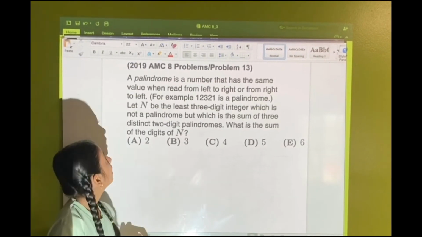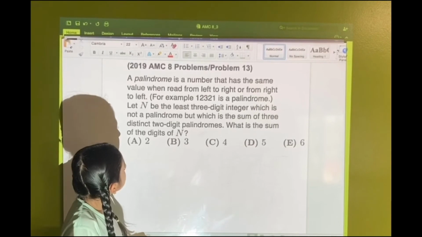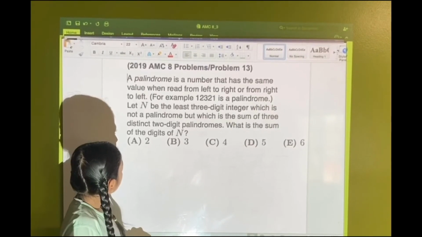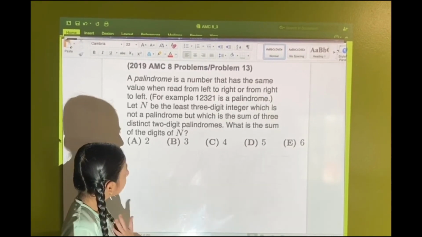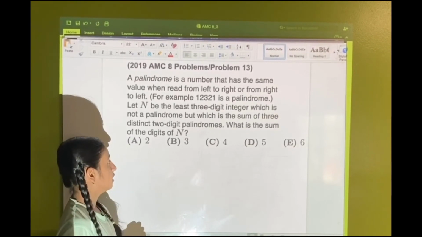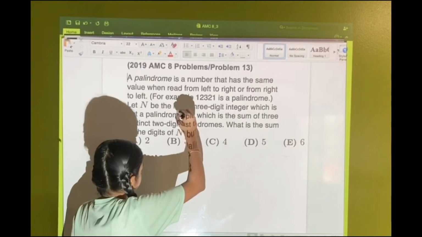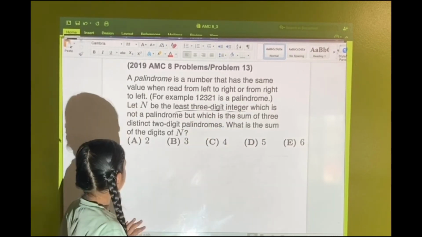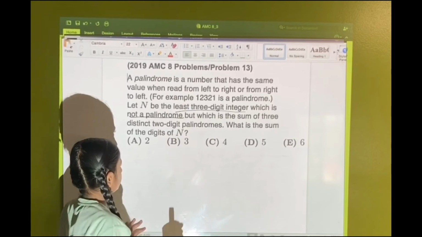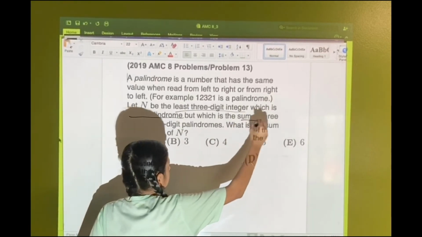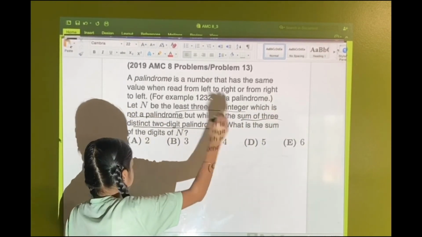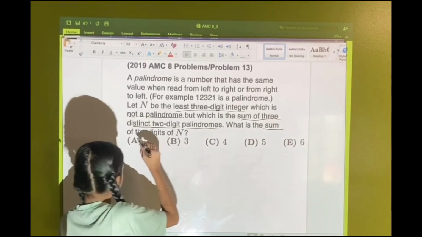Next problem. A palindrome is a number that has the same value when read from left to right or from right to left. For example, 12,321 is a palindrome. It's read the same both ways. Let n be the least 3-digit integer, which is not a palindrome, but which is the sum of 3 distinct 2-digit palindromes. What is the sum of the digits of n?